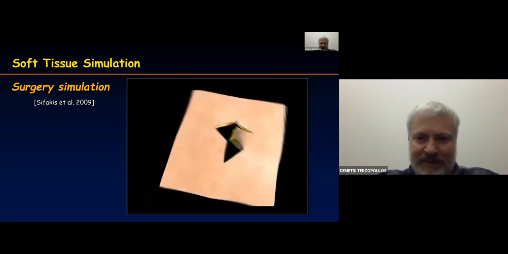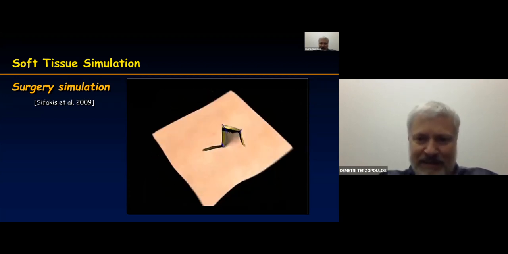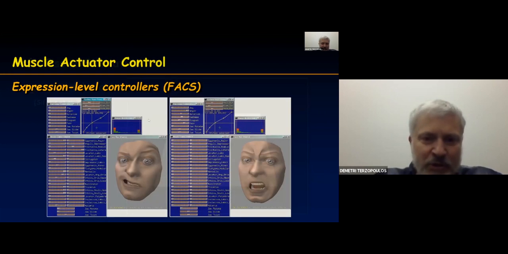Anyway, that's how that goes. And I mentioned the actuators. Here you can see the actuators in this model that I showed you, and up over here you can see the expressions.